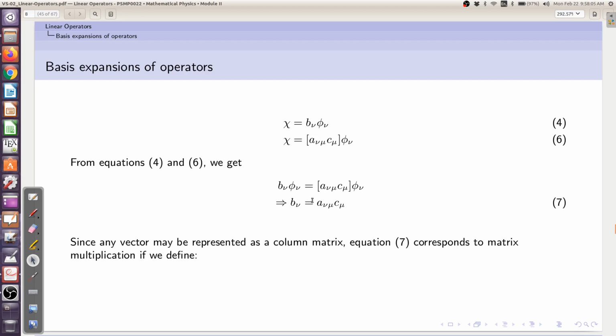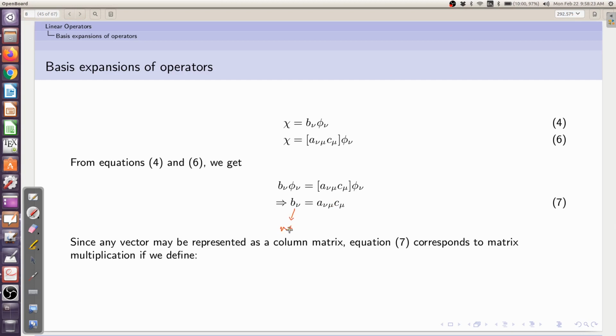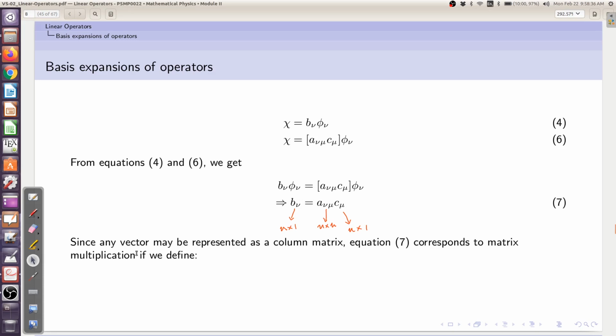Now this is basically a matrix multiplication, because what are these? We have seen this is a column matrix, this is also a column matrix, and this is an n cross n matrix. So this is basically a matrix multiplication. If this one is an n cross 1, then this also is an n cross 1 matrix, and then this must be an n cross n matrix, and we already saw that operators, you can write it like this.